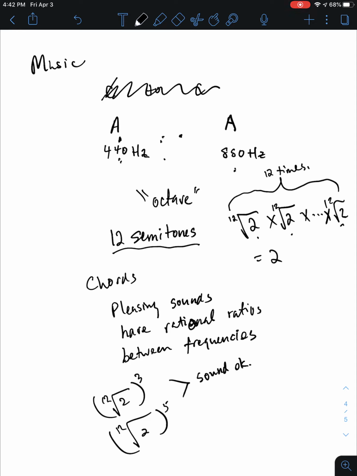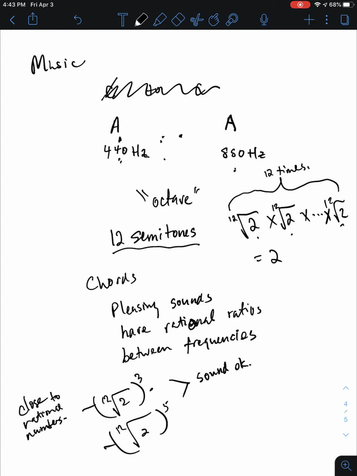And that is the Pythagoreans. We would say that these are close to rational numbers. So they're not rational, but they're close to rational. So that's a quick overview of why we use a 12-tone scale, because some of these powers of the 12th root of 2 are close to rational numbers.